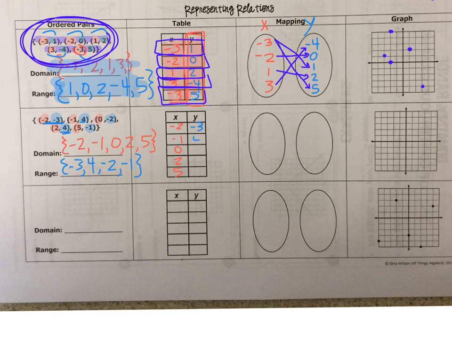Negative 1 goes with 4. 0 goes with negative 2. 2 goes with 4. And 5 goes with negative 1. Now I'm going to put it into my map. Remember, when we map it, we need to put these in order, and we only write them twice. You're in luck, the reds are already in order. Negative 2, negative 1, 0, 2, and 5.